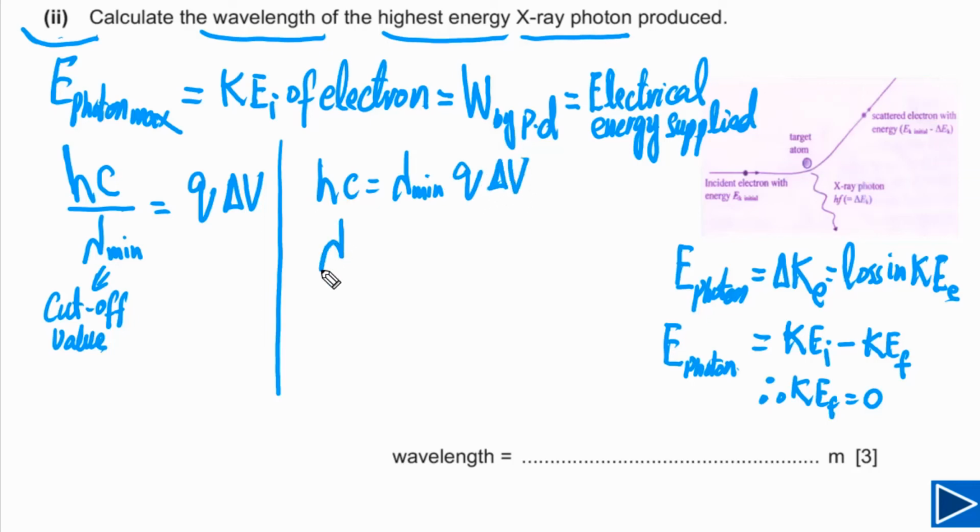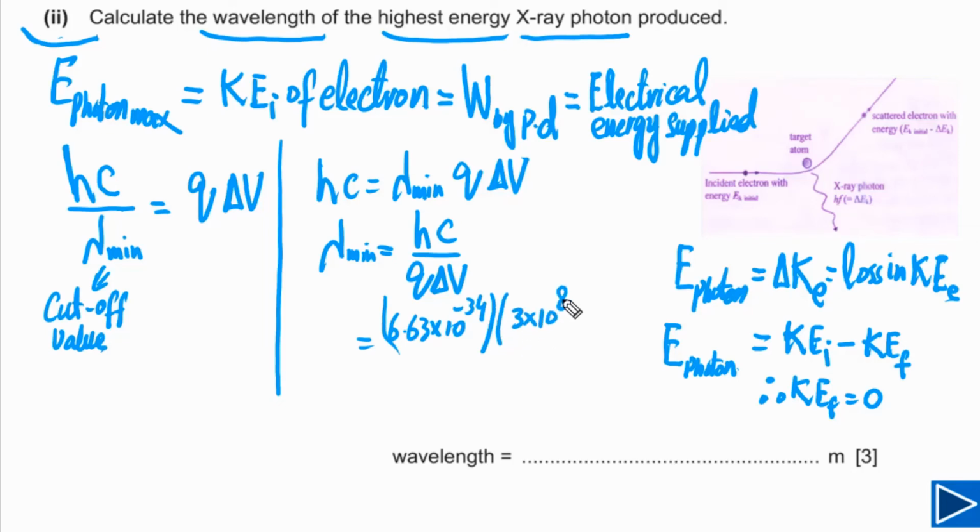We need lambda minimum, which will be equal to hc over q times delta V. Delta V is the potential difference. h is Planck's constant, and you can also get its value from the data list, which is 6.63 times 10 to negative 34. c is a constant, 3 times 10 to 8, and its value is also given.